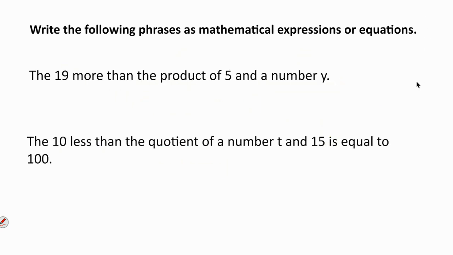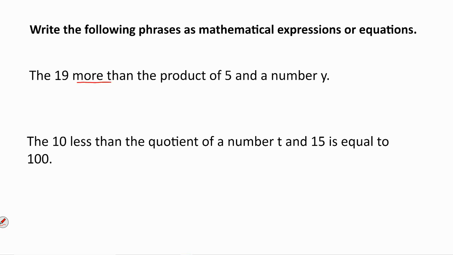Let's do 2 more. So I want you to pause the video and try the first one. So let's give this a go. So 19 more than the product of 5 and a number y. Okay, so let's think this through. So I know there's no equal sign here because it doesn't say is or is equal to, so I know this is going to be an expression. So let's start in the beginning.